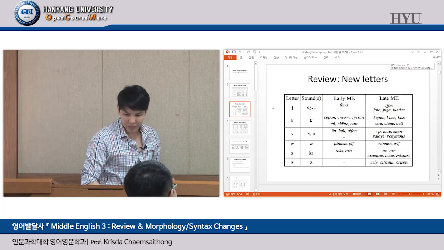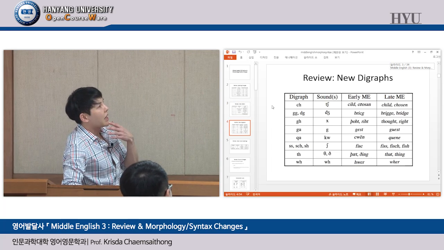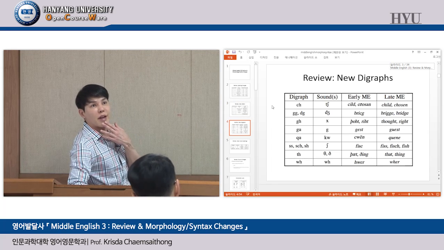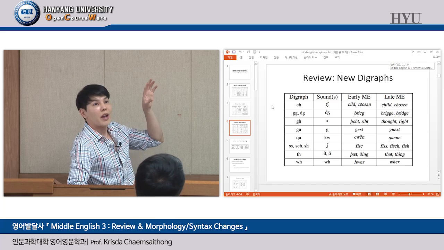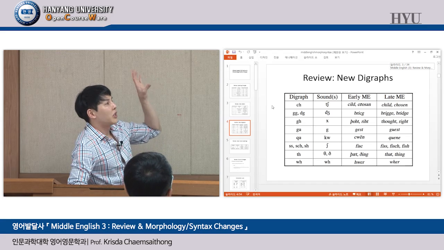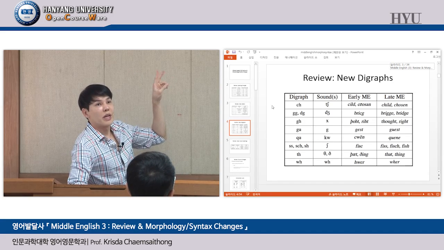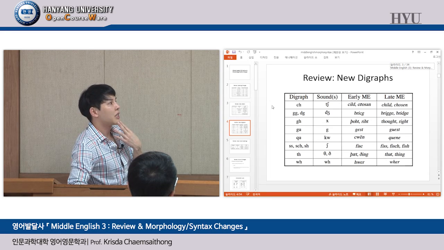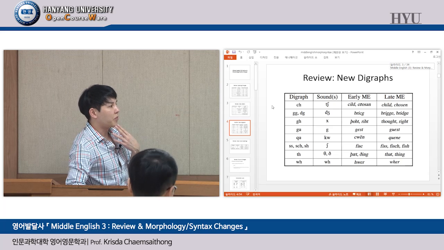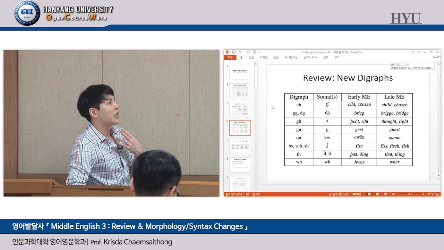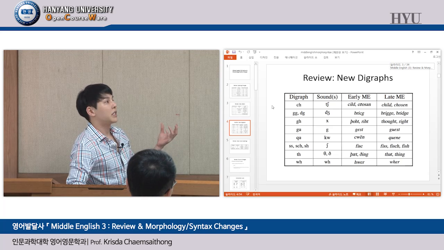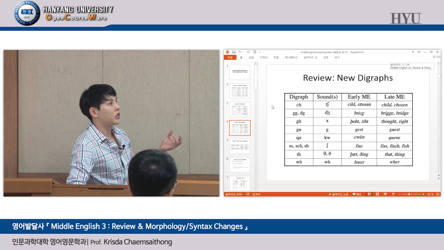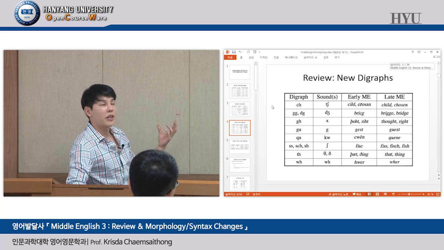So this is what we talked about last time. And these are what we call digraphs. You know digraphs? So di is two, right? Graph, writing. So you write one sound with two symbols, right? So one sound with two symbols, that's what we mean by digraphs. So we had these digraphs from French, right? So we use CH instead of just a C, right? Which is a case of palatalization in Old English. So we just use CH. So we borrow that from French.